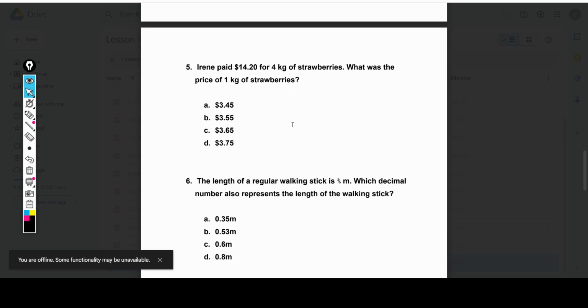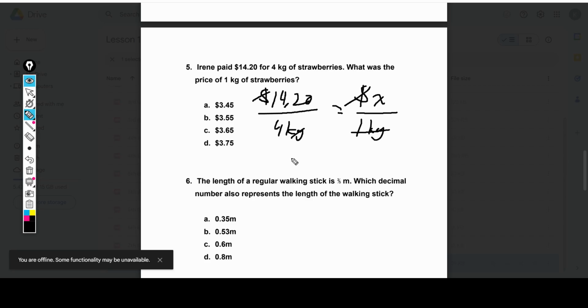Next up, we have Irene, who pays $14.20 for 4 kilos of strawberries. And we want to find the price of 1 kilogram of strawberries. So we'll divide in this case again. You can write out some sort of ratio if you wanted to. 14.20 for every 4 kilos. And then we want to find how many dollars for 1 kilogram. In the end, it just turns out to be dividing because these kilos cancel and you divide 14.2 by 4. And so in that case, what do you get? Well, you should get 3.55. So it's $3.55.